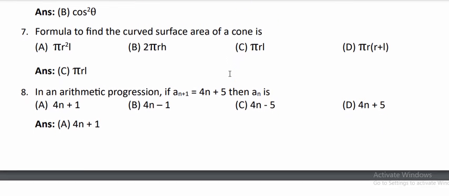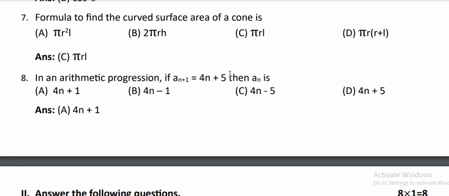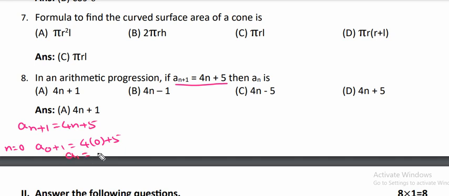in an arithmetic progression, if a of n plus 1 is equal to 4n plus 5, then an is. Here we have to find out the value of a and d by using this. That means in the equation a of n plus 1 is equal to 4n plus 5, if you put n is equal to 0, that gives you a of 0 plus 1 is equal to 4 into 0 plus 5. That gives you a1 is equal to 4 into 0 is 0. That gives you 5. That means the value of a is equal to 5. That is a1, the first term.